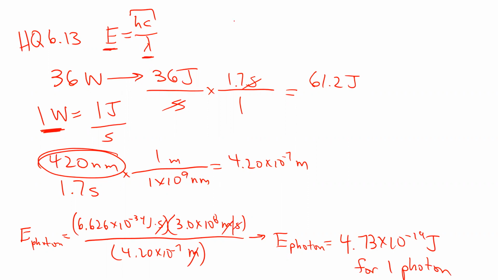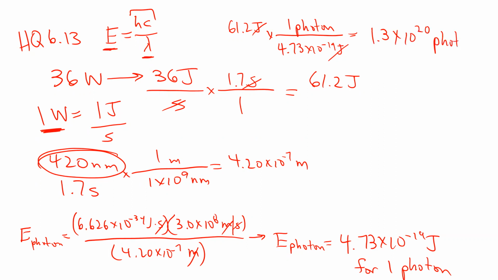So I've got 61.2 joules, and I know for every 1 photon we've got 4.73 times 10 to the minus 19 joules. So joules cancel out because we're looking for a total number of photons. So 61.2 divided by that, and yeah, we get a huge number: 1.3 times 10 to the 20 photons of light.